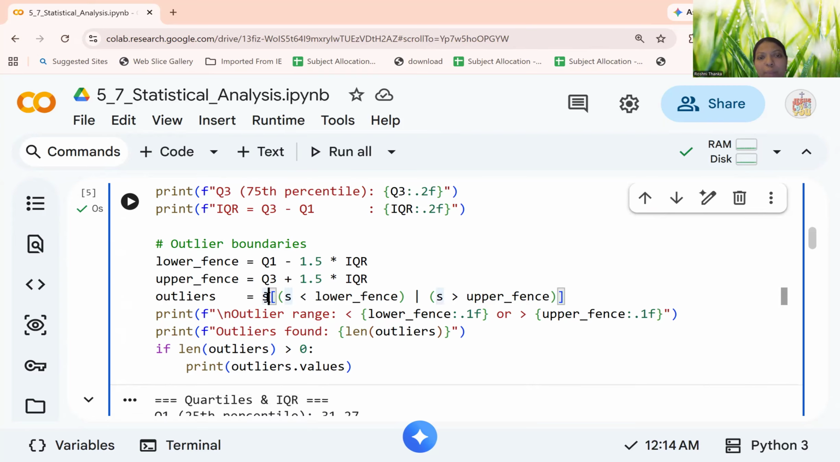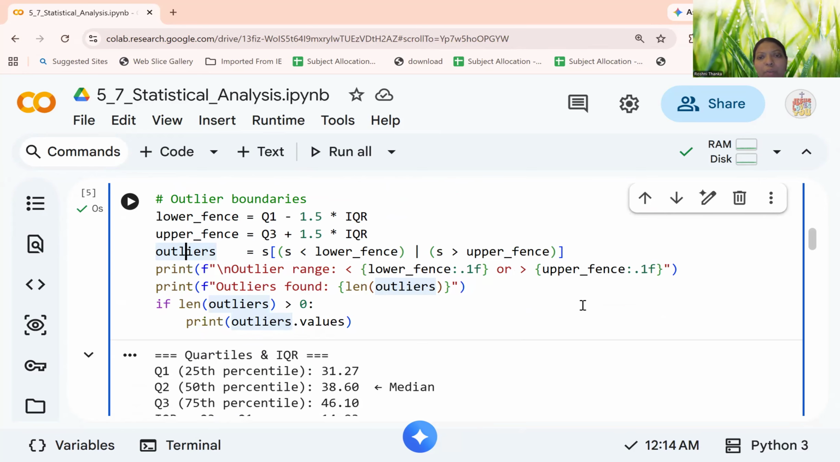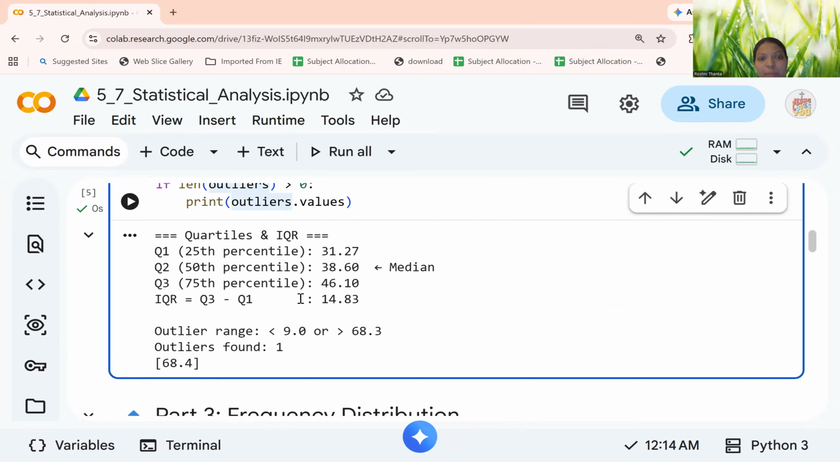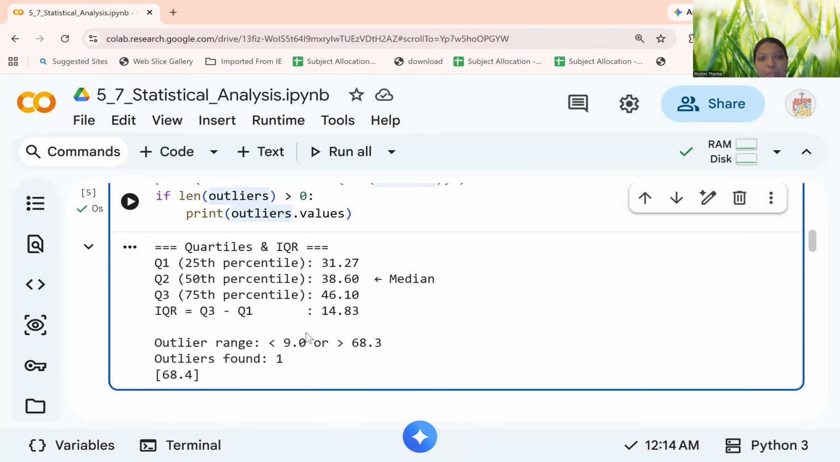We are finding from the scores: whenever the value is less than the lower limit, or greater than the upper limit, those are all outliers. Those values alone we are storing in outliers. Now we are specifying the range. If the lower limit is 9 and the upper limit is 68.3, whichever value goes beyond that is an outlier.